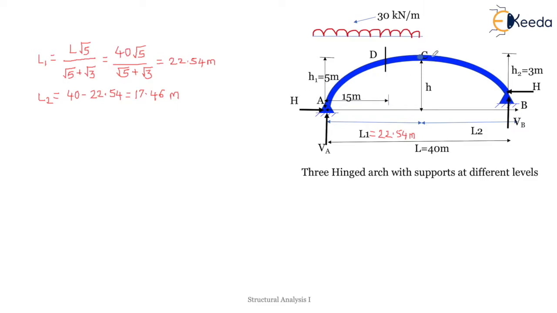Now let us consider moment about C. Why do we need to consider moment about C? Because we want to find out the horizontal thrust. We also need to calculate the reactions, and for that we need to go through all the equilibrium equations.